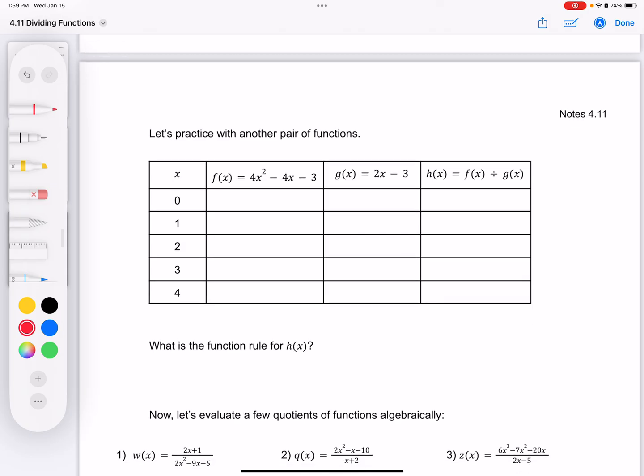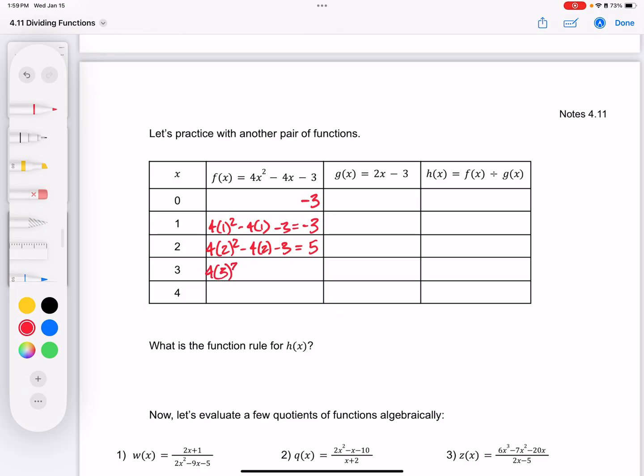Okay, here we go. We've got f of x and g of x. This time f of x is quadratic. So if I plug in 0, I know I'm going to get minus 3. If I plug in 1, I've got 4 times 1 squared minus 4 times 1 minus 3. Those two, this is 4 and this is 4, so that is still minus 3. If I plug in 2, 4 times 2 squared minus 4 times 2 minus 3. This is going to be 4 times 4, so 16 minus 8. 8 minus 3 is 5.